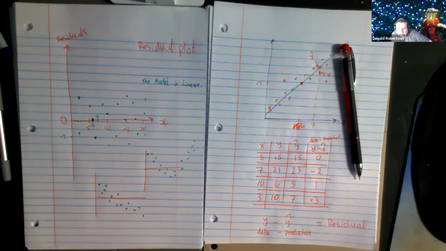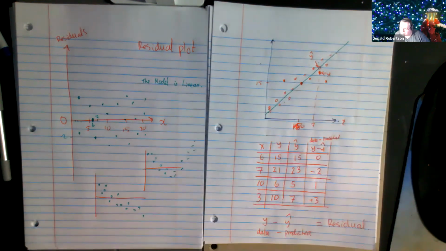Do you see a happy face shape? I see a happy face shape. Bad news, not a linear model. Don't know what it is, couldn't even guess, but I know it's not linear. That's basically it. You see how residuals work?